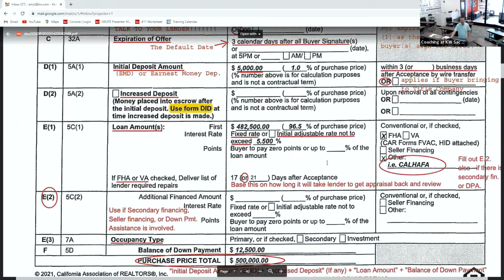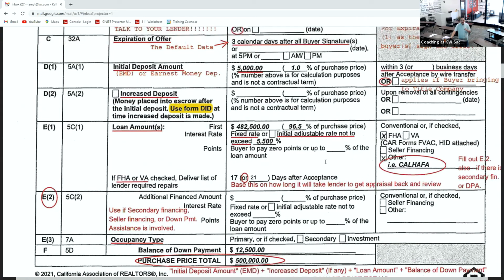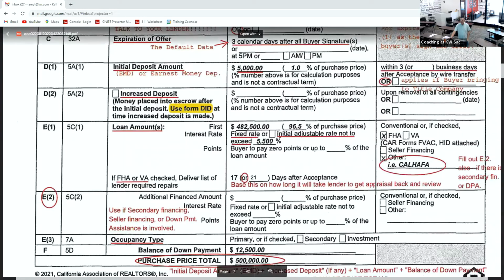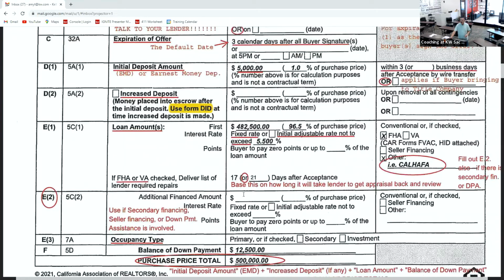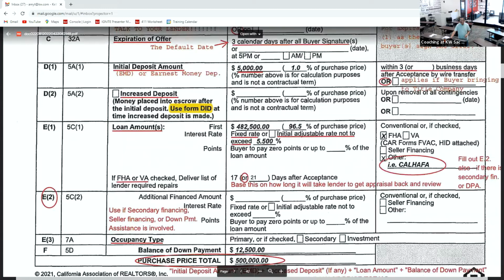What you don't want to do is, let me back up, I'm sorry. If you're doing conventional financing, you just fill out this section right here. So if you're doing FHA, VA, or any type of seller financing for down payment assistance, or special loan programs, you're going to fill in this box here. If it's just conventional, all you need to do is this section here.